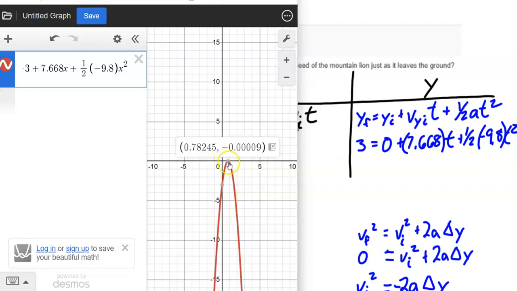Okay, is that a reasonable amount of time? Yeah, I think so. Okay, so our only solution, conveniently, is looking like 0.782. So I'm going to state over here, solve by graphing, 0.782.